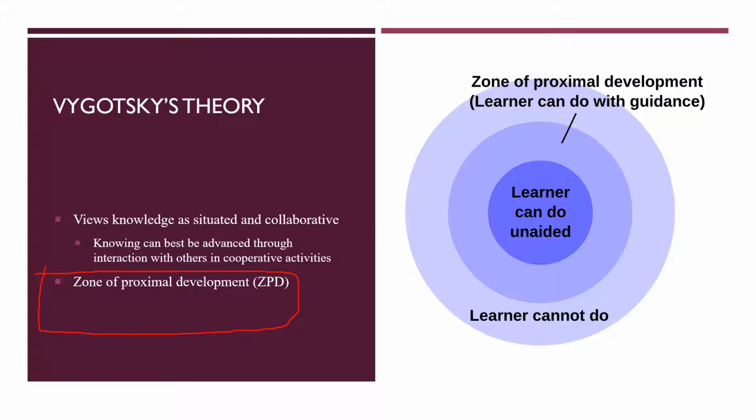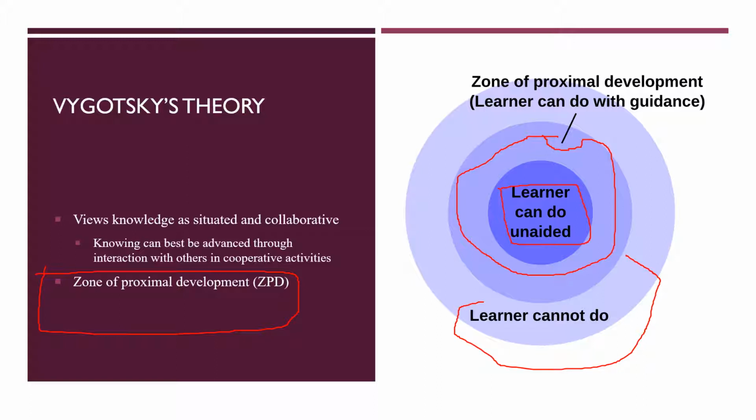The basic idea is that there are a certain number of things that I can do all by myself. This is stuff that I can do unaided. I don't need any help. The zone of proximal development is what is just outside my reach of what I can do alone, but if someone helps me, that means that I can probably do it. And then there are still things that are outside of that zone of proximal development, things that even if I do have help, I'm probably not going to be able to do.